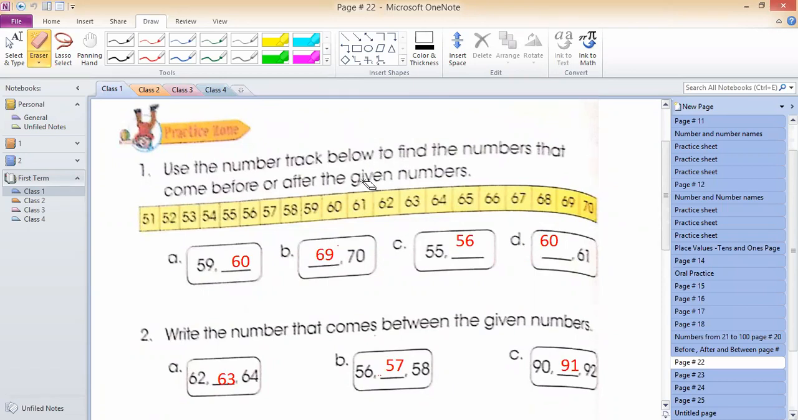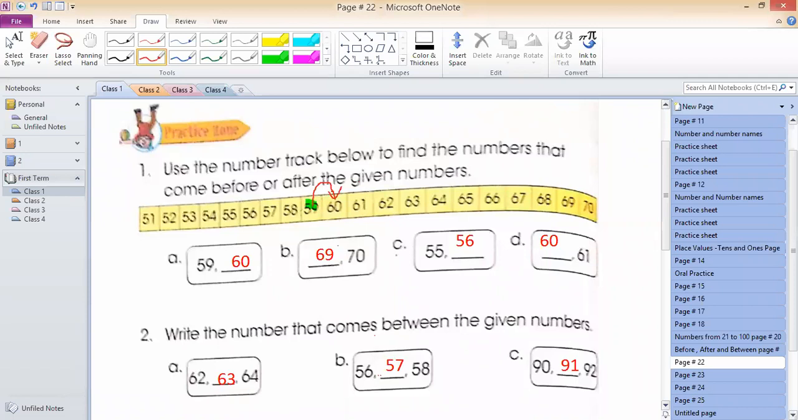With the help of the number track, you can easily find what number is after 59. You will find where 59 is. Just the next box after 59 will be the number which comes after 59, that is 60. Or when you start counting from 59, what number comes next? That is 60. That means 60 comes after 59.